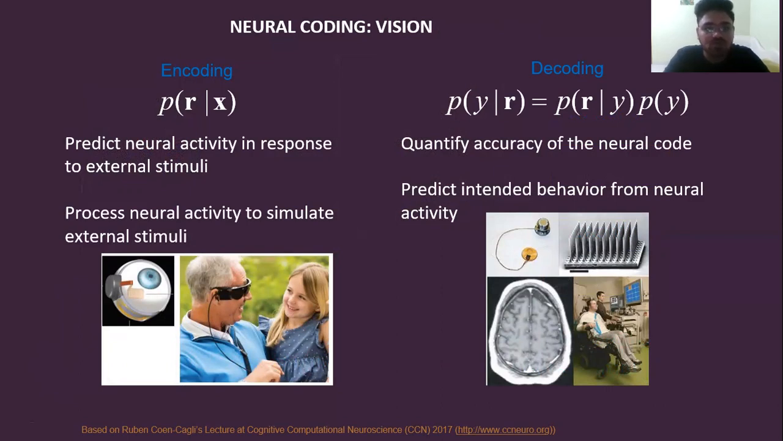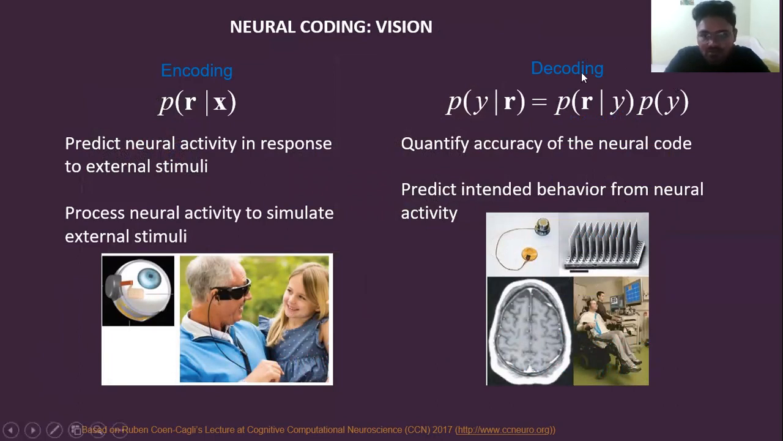So why do we care about this encoding and decoding? We care about encoding because with the help of encoding, we can predict the neural activity in response to external stimuli, and we can process this neural activity to simulate external stimuli, which can be used to develop retinal prosthetics. And we care about decoding because it can be used to quantify the accuracy of the neural code, and predict intended behavior from neural activity, and it can be used to design neural prosthetic devices.